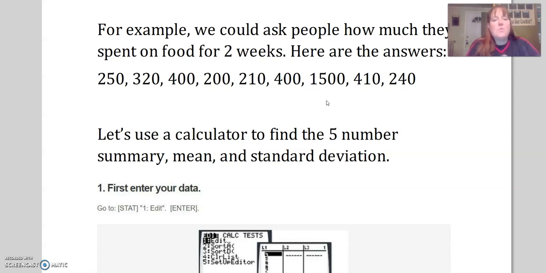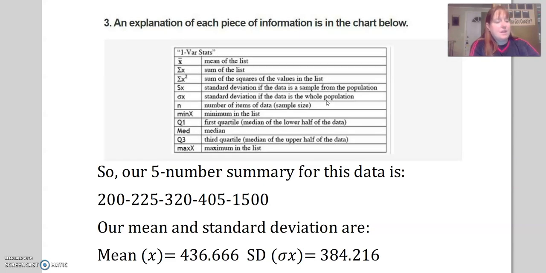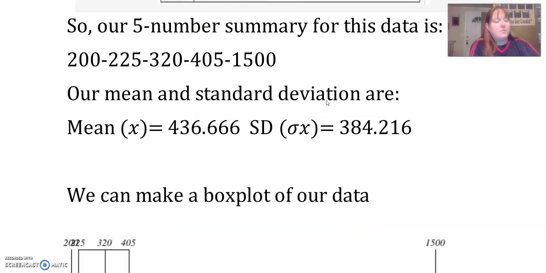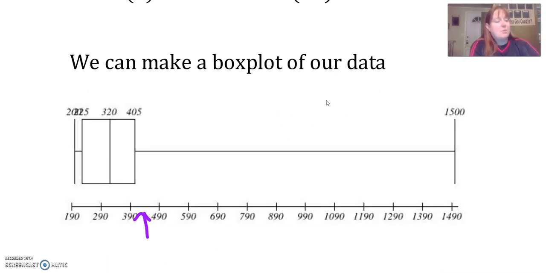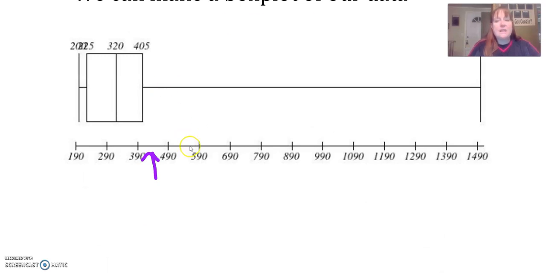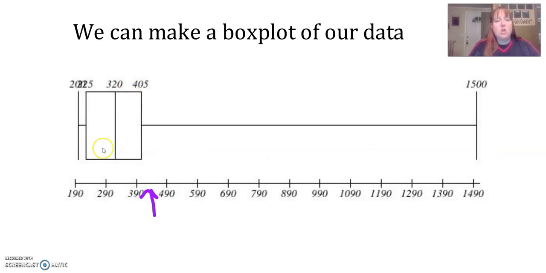So let's see, where is this data? Is it skewed left? Is it skewed right? What's going on with it? So we have our 5-number summary here. I already typed it out there for you, and so we're going to make a box plot. And when we make our box plot, we notice that all of our data is over here, and we have this really long tail to the right. So this is skewed right, remember, because our big long tail is to the right.